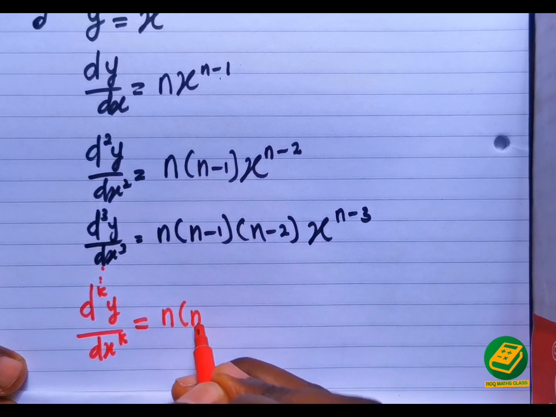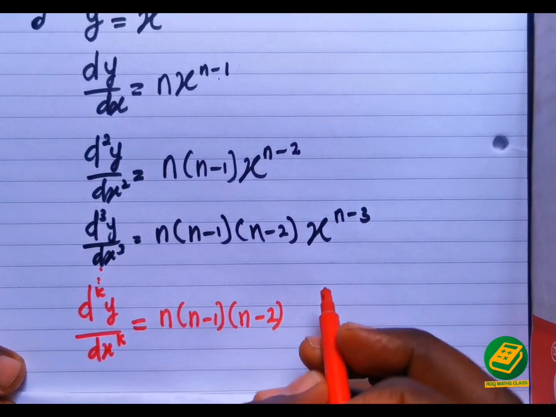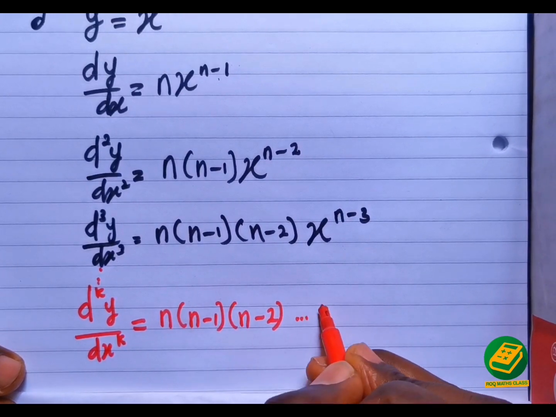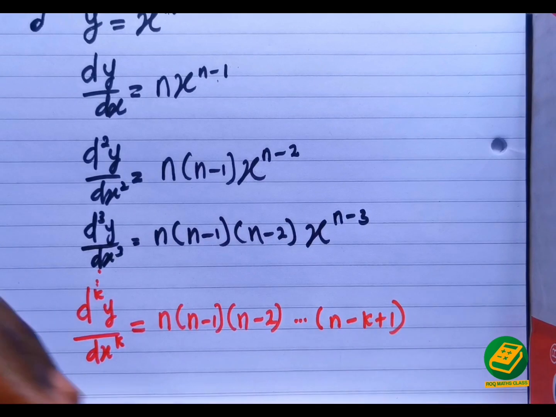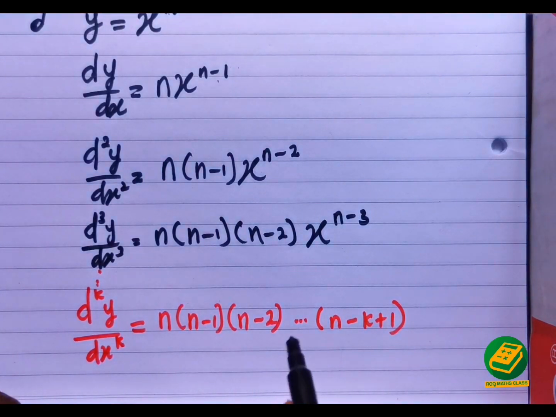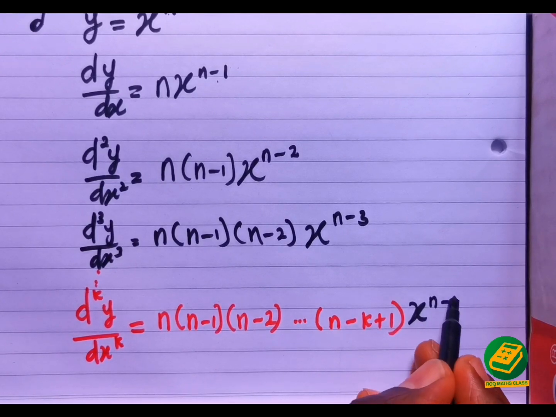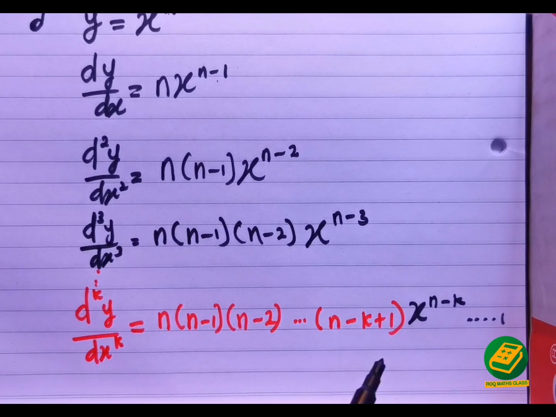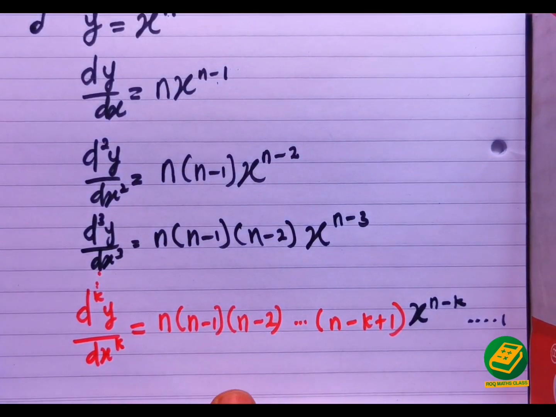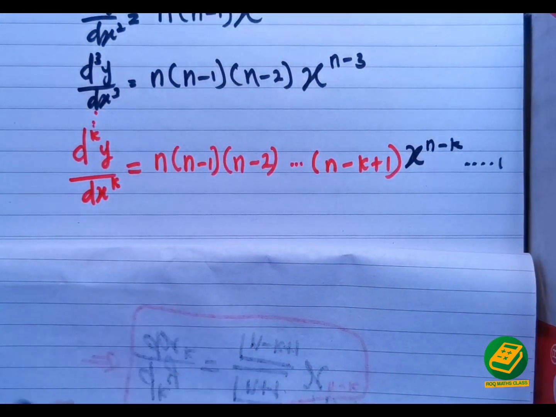This is equal to n, n minus 1, n minus 2, and it continues to this stage until I'm going to have n minus k plus 1. Then I'm going to have x raised to the power of n minus k. Let me call this one equation 1. So from this equation 1 that we have, is going to lead to what? Gamma function. This is my equation 1.